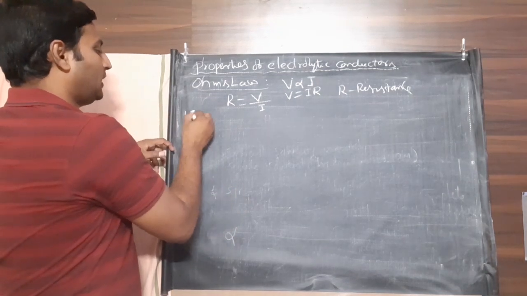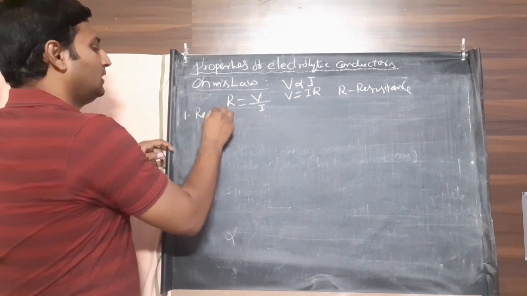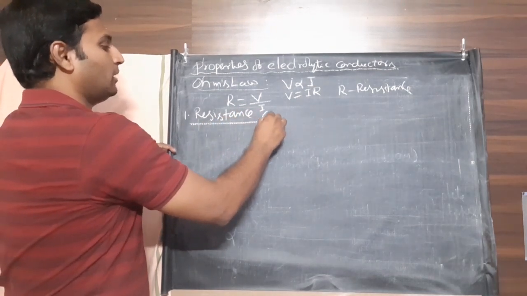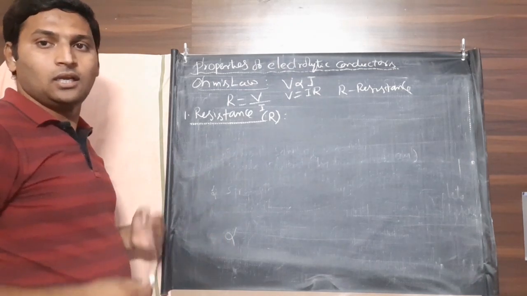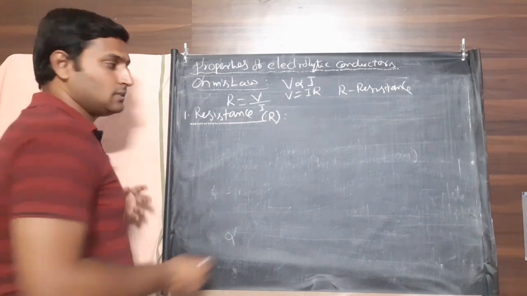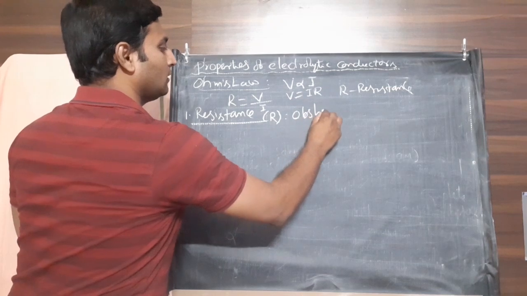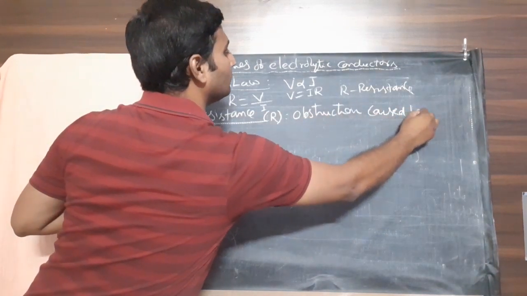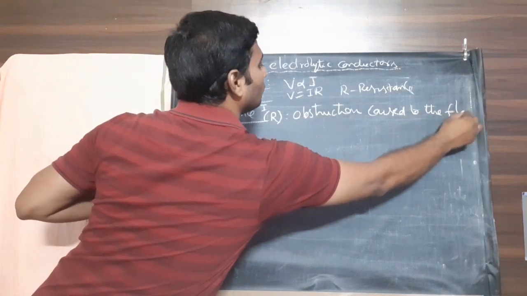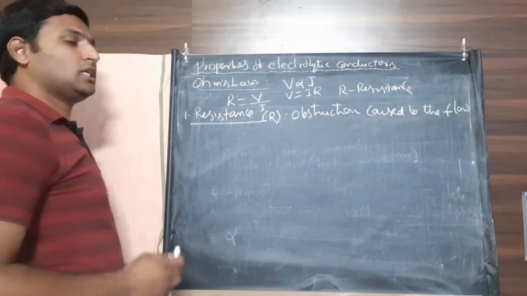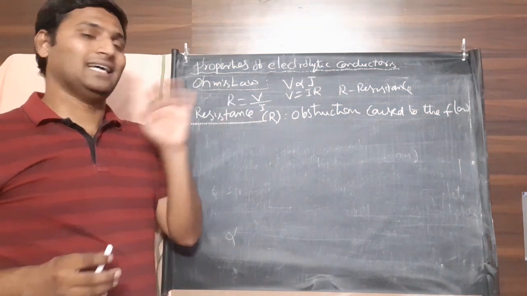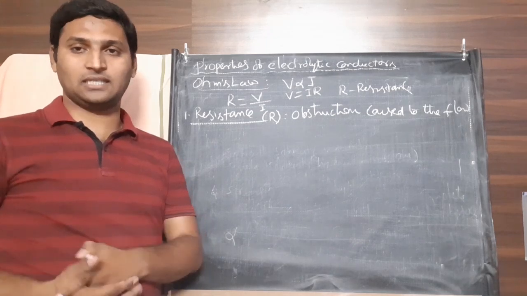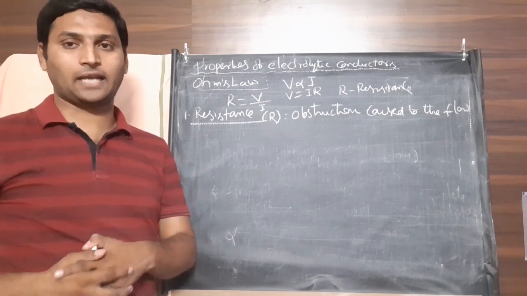So the first property we are discussing is the resistance of an electrolytic conductor, denoted by R generally. Theoretically, what is resistance? Obstruction caused to the flow of current, or obstruction caused to the flow of electricity, is called resistance, and I have already explained just now why this obstruction is caused, due to what kind of interactions.